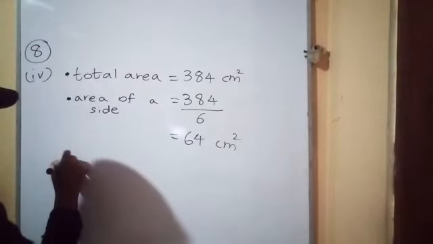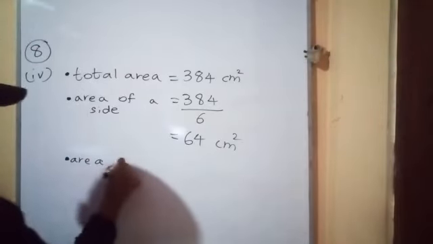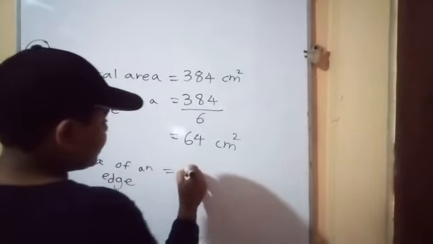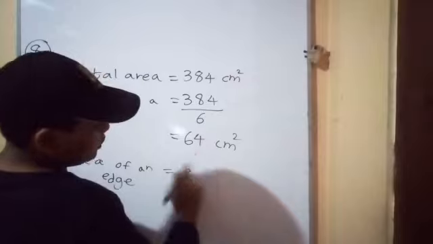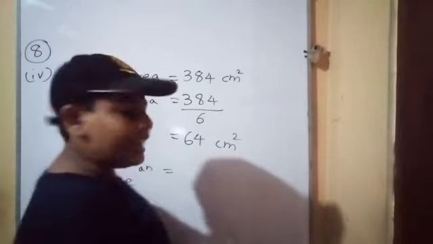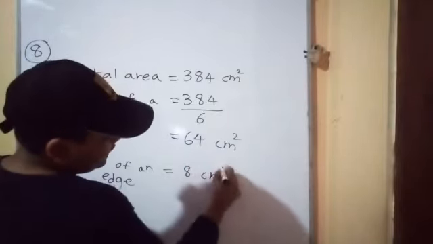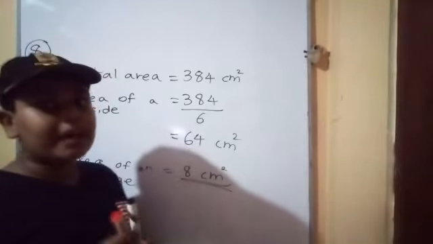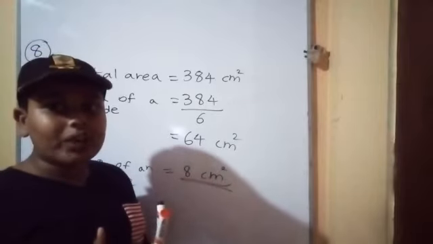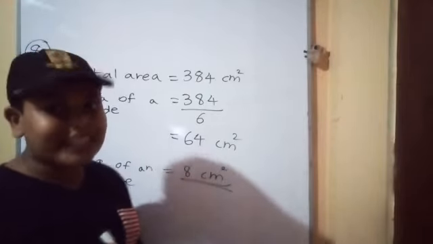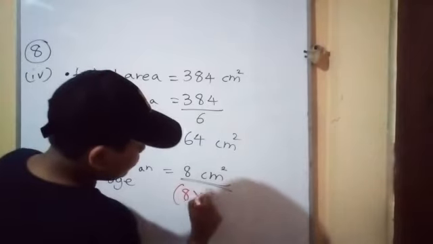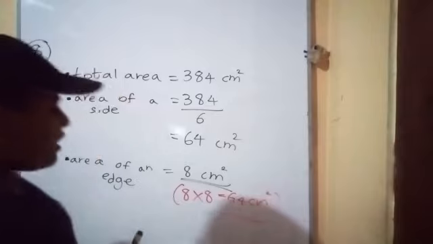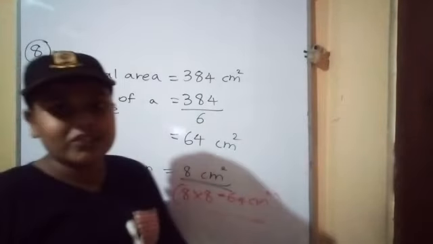Now what is the length of an edge? 64 gives 8. Why did I get 8? Because you know a square means the length is the same as the width. Now 8 multiplied by 8 is 64. There is no other one. So that is the reason. The answer is 8 centimeters.